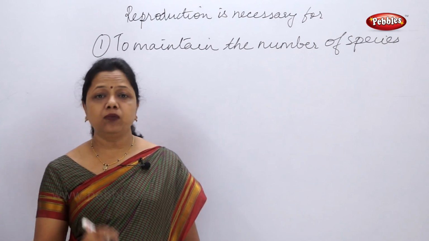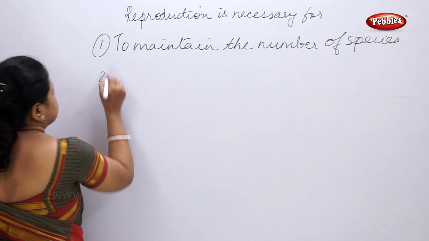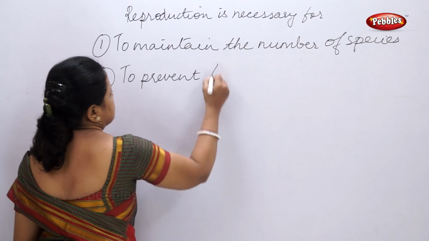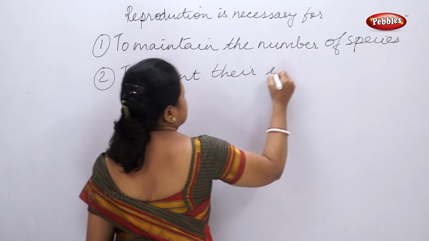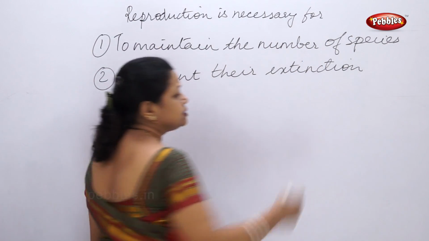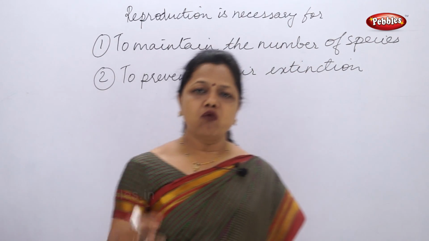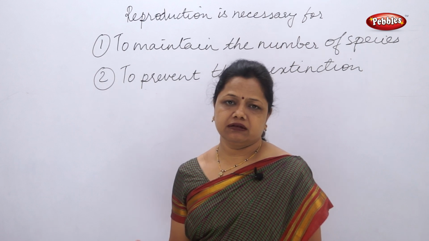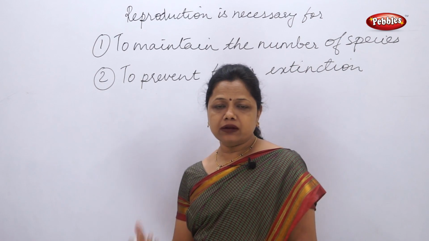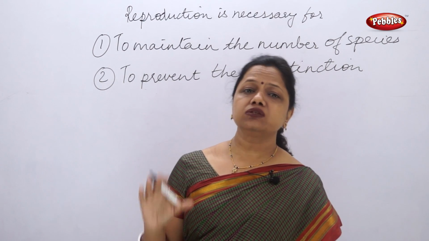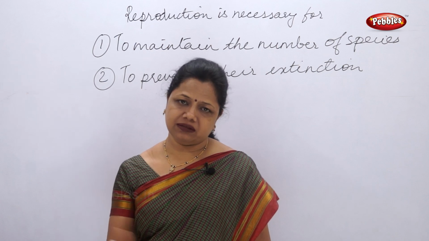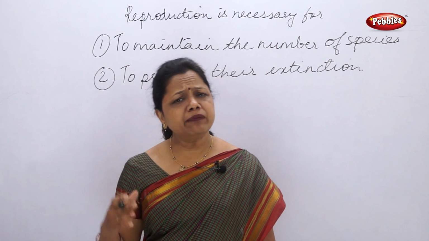Second major thing, to prevent their extinction. So when I say to prevent their extinction, what gets extinct? A very good example is the dinosaur. Dinosaur was an organism which was present some centuries ago, but it is said that there are no dinosaurs in the last few centuries. There might be many reasons for it.